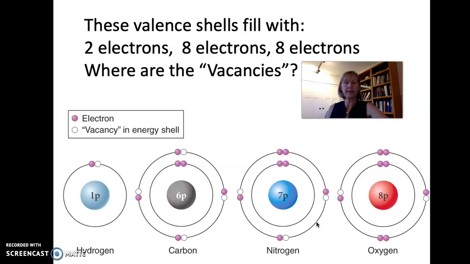This allows you to see the valence shell fills with 2, 8, and 8. Where are the vacancies? In oxygen, we have 2 vacancies. Nitrogen has 3 vacancies. Carbon has 4 vacancies. And hydrogen has 1 because that first shell fills with 2.